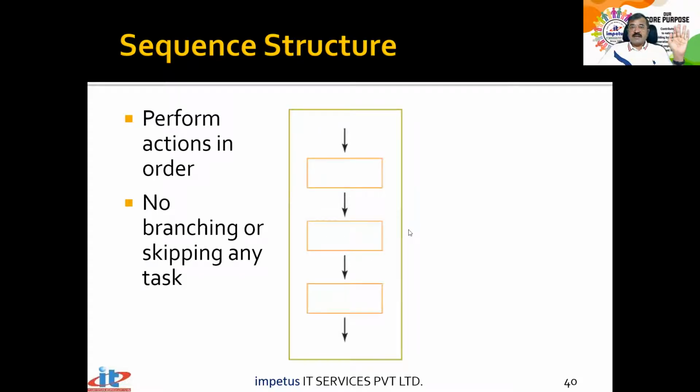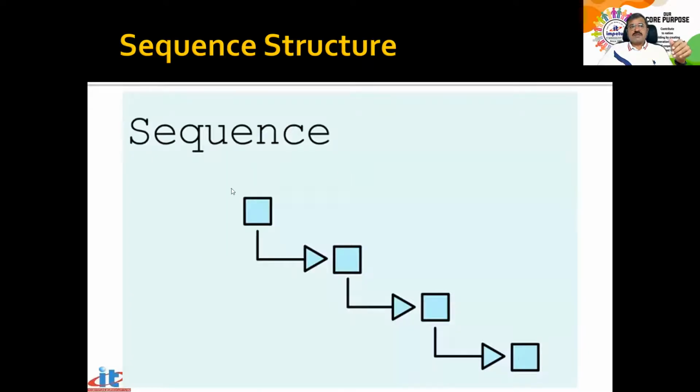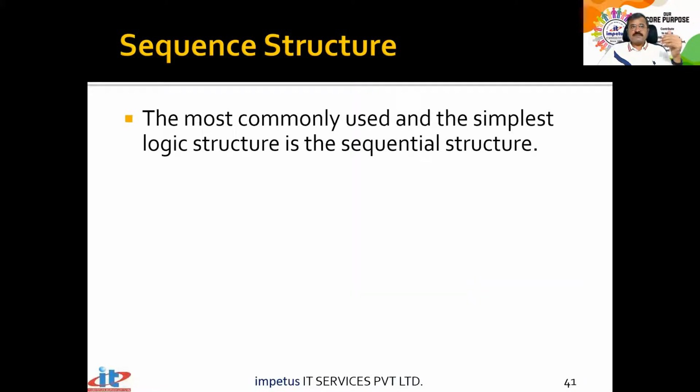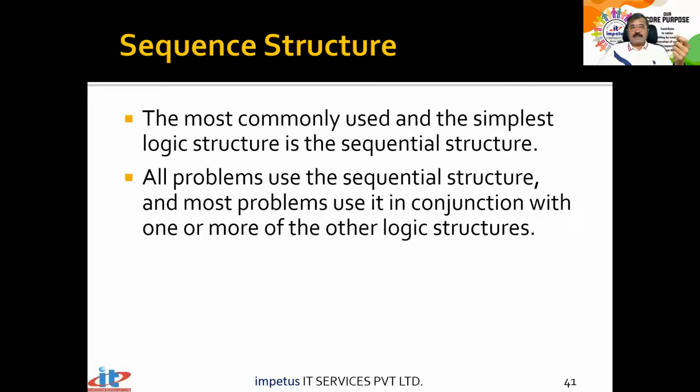That's a process. Rectangle stands for process. Then the next one, then the next one. So you just keep on executing one instruction after another. So you could also say it's sequence first, then go here, from here go here, from here go here. So we are executing the instructions in a sequence. The most commonly used and the simplest logic structure is the sequence construct. So today's examples will also be quite simple, but then we can definitely increase the complexity as we go ahead.